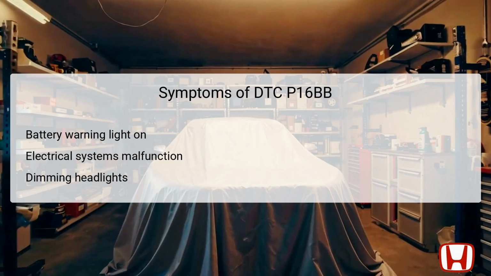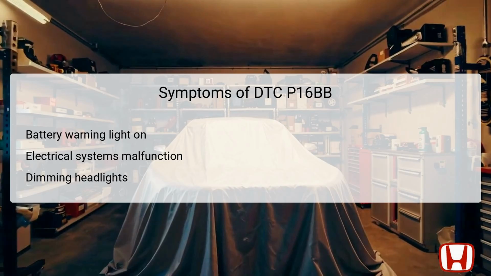A key indicator is the illuminated battery warning light on the dashboard, signaling the driver that there is an issue with the charging system. Additionally, electrical systems may begin to malfunction. For example, power windows or radio could exhibit erratic behavior. Drivers may also notice dimming headlights, especially when additional electrical components like dashboard lights or air conditioning are activated. These symptoms suggest insufficient voltage is being supplied to the electrical systems, reinforcing the need for thorough diagnostics to rectify the issue at hand.